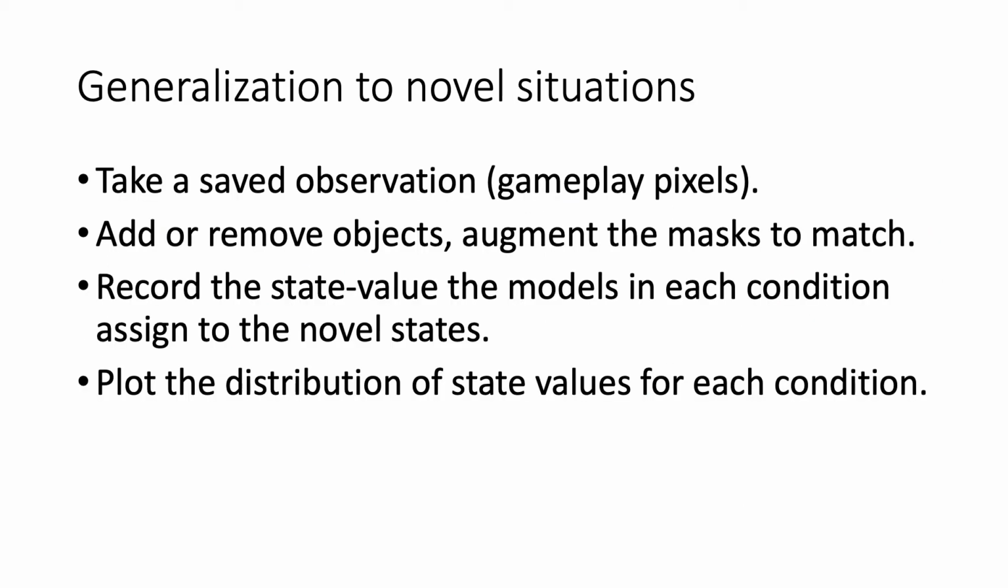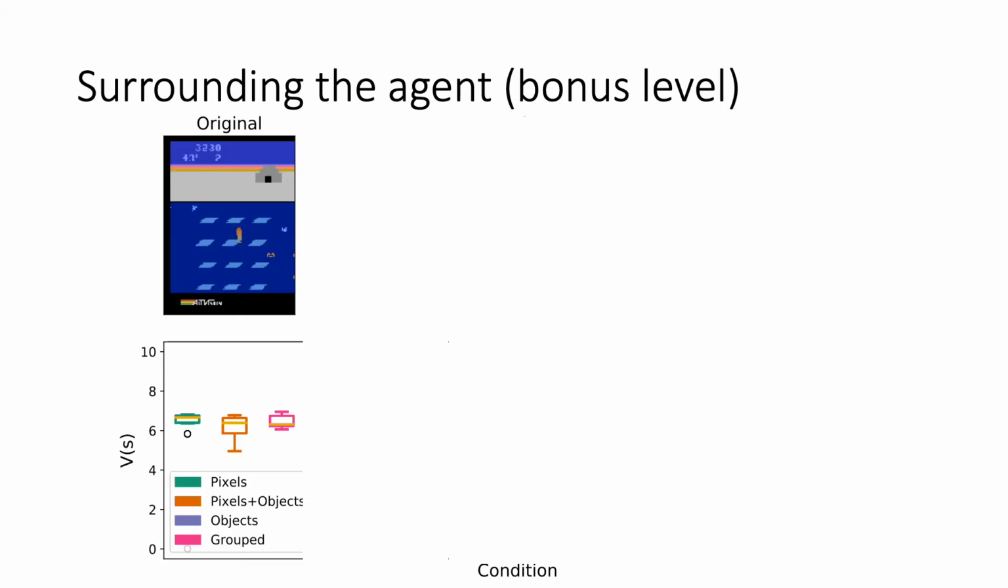We also wanted to evaluate how our object representations might help the models generalize to novel situations. To do that, we take saved observations and add and remove objects, changing the masks to match. We record the state value the models in each condition assigned to these novel states, and we plot the distribution of state values for each condition. In our first novel scenario, we surround the agent as though it was a bonus level.